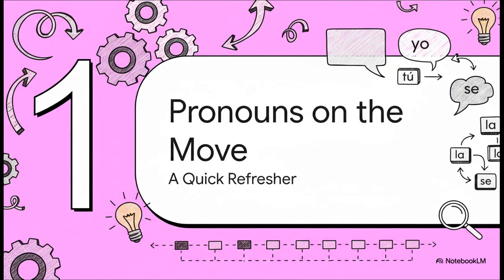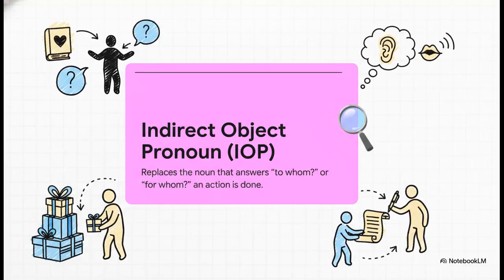Okay, first things first. Let's just do a quick refresher to make sure we're all on the same page about the little words we're actually working with here. We are talking about indirect object pronouns. I know, that sounds super academic and boring, but it's really not. These are just the little words that tell us who or what is receiving the action.